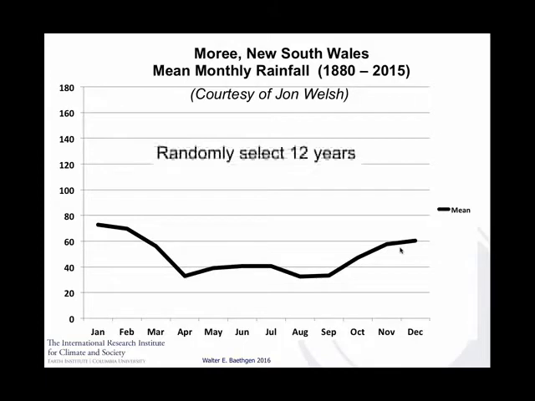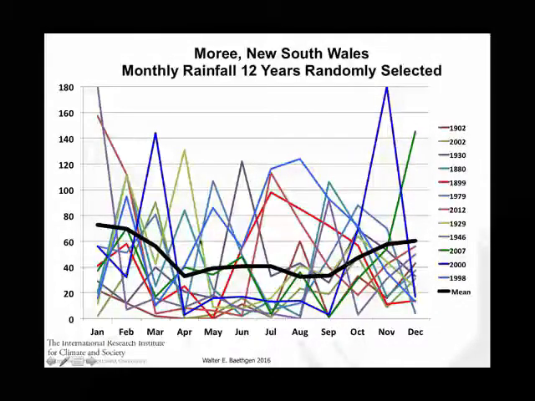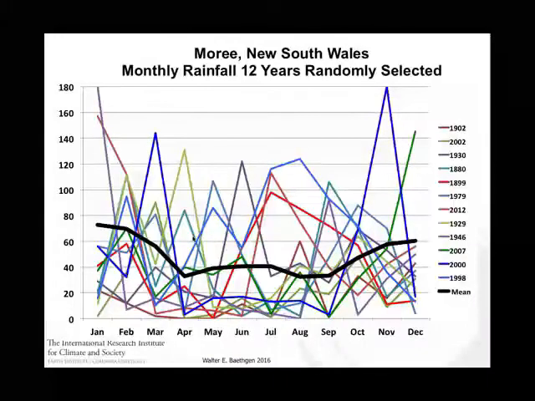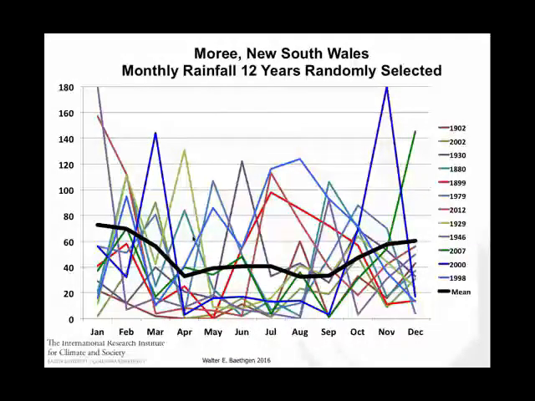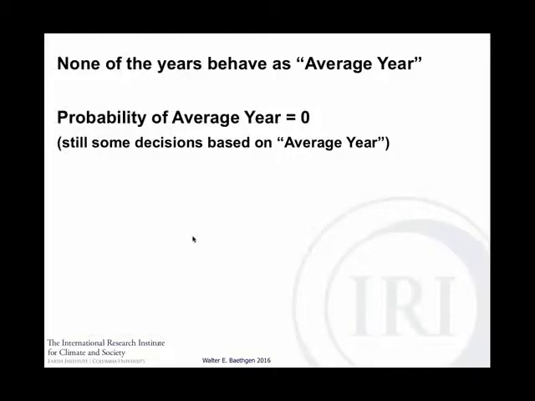What happens if I choose randomly 12 years, and I plot now the monthly rainfall of those 12 years in Moree? This is what happens. So still, the black line is the long-term mean, the average year, and then the other 12 colored lines are the monthly rainfall of each of those years. Try to find one year that behaves similar to the long term, to the average year. Don't even try. There's none. Basically, the probability of getting an average year is 0.